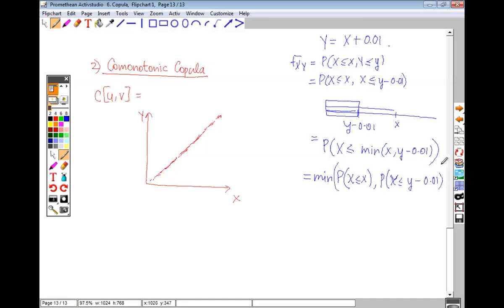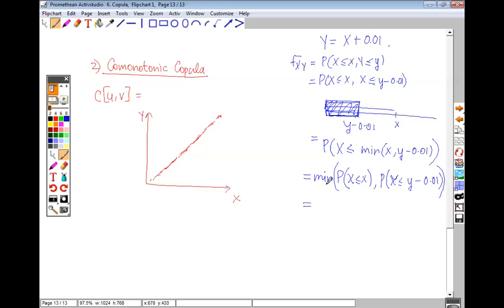And again, why can I do this? Let us assume that this is the one which takes the minimum value. So what we care about is this area here. If this takes a minimum value, we know the area over here is of course going to be less than the whole area here. So I guess this makes intuitive sense.